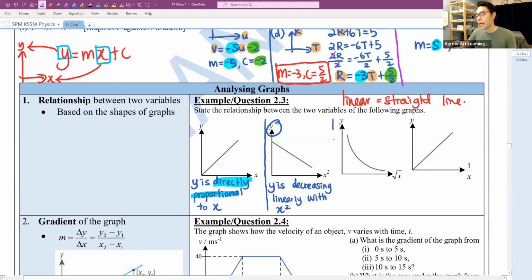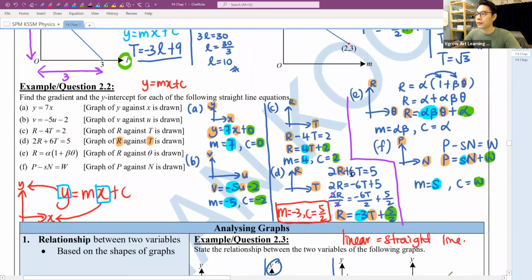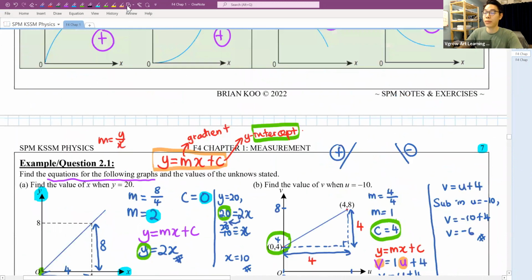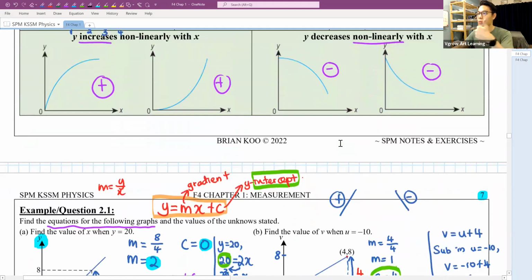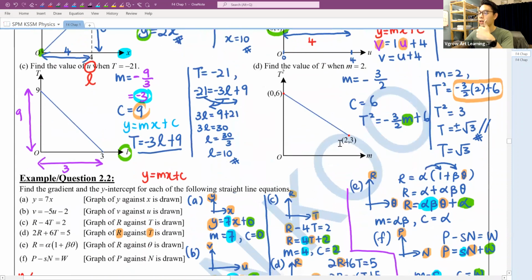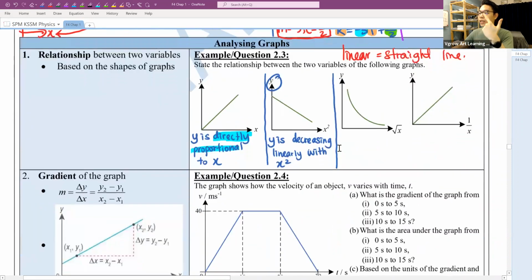Okay, what if in exam you see a question like this? Then they ask you to state the relationship between y and the square root of x. So people say this one you can refer to the table above. It's a very special shape, and only this kind of shape is called inversely proportional. Number one most popular is directly proportional. Number two most famous one is inversely proportional.